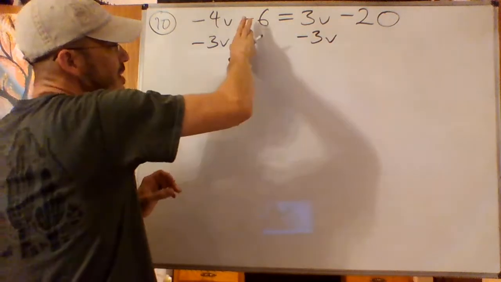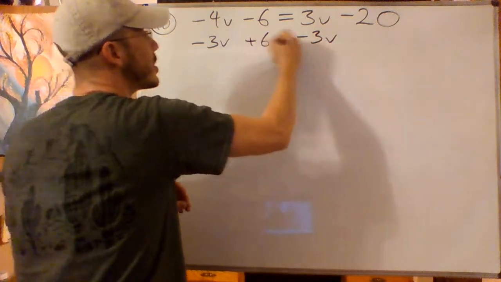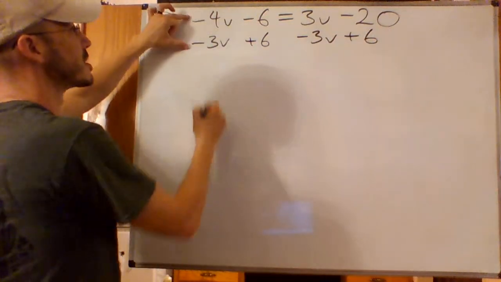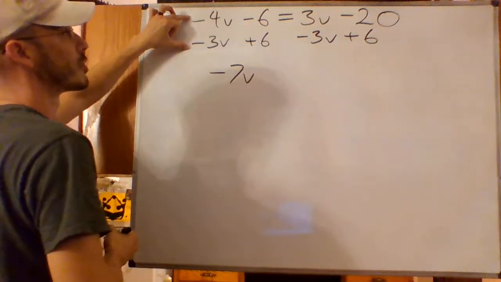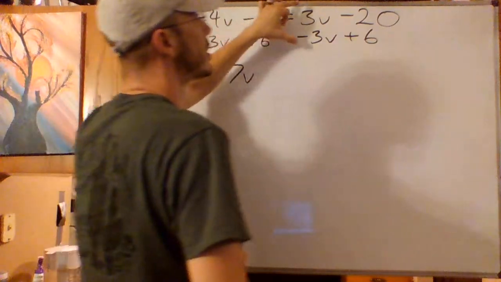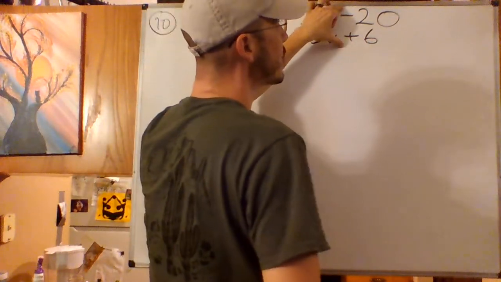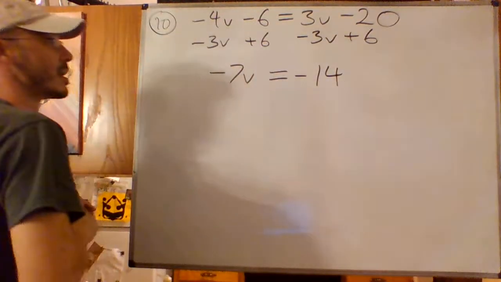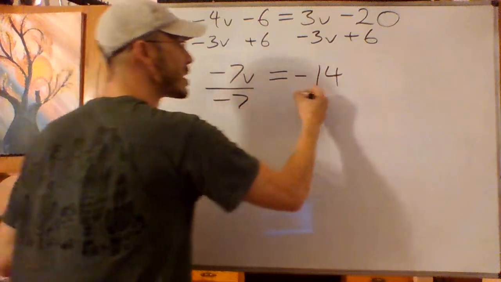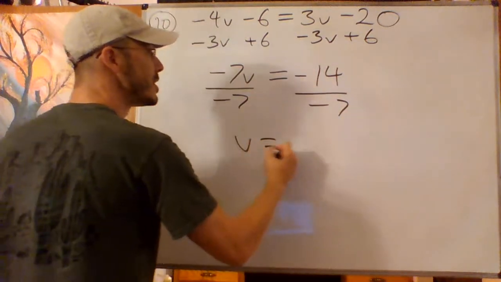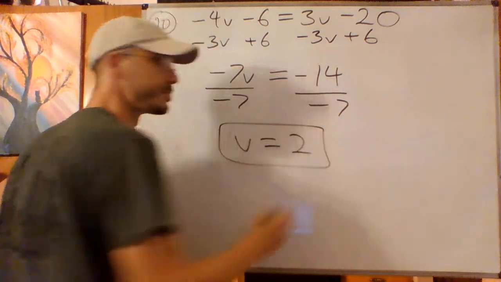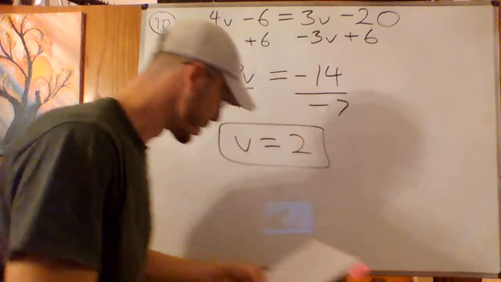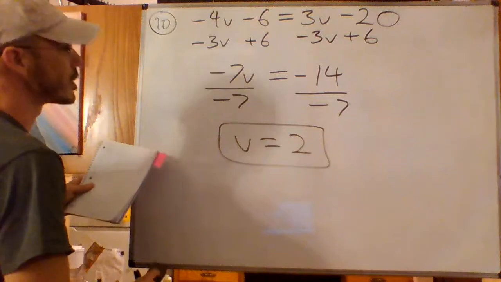And then also getting the number over to that side, or all the numbers over to that side. What we're going to be left with is negative 7v over here. These cancel, and I have negative 20 plus 6, that's negative 14. And then finally divide both sides by negative 7, and I get v equals 2. That's it. So that was kind of a quick one.